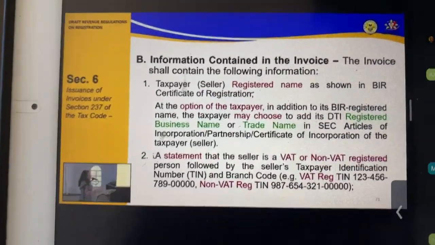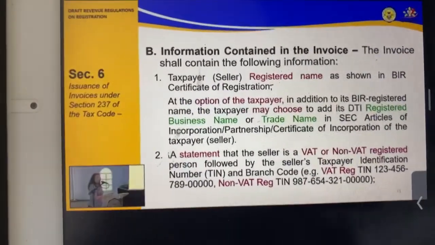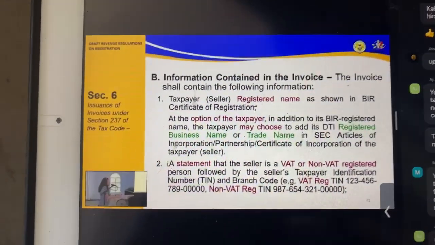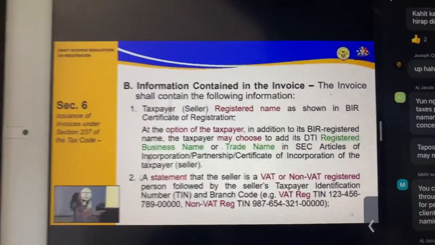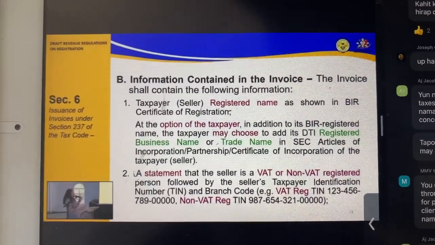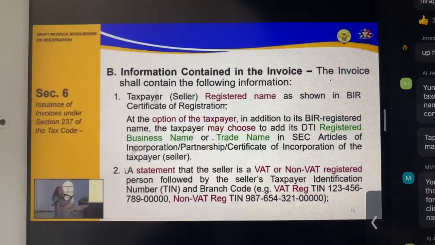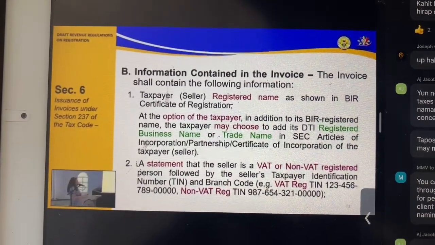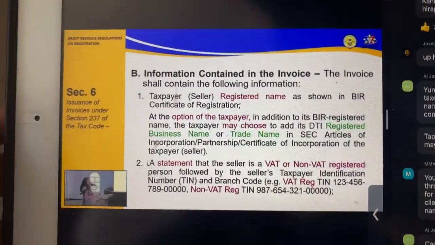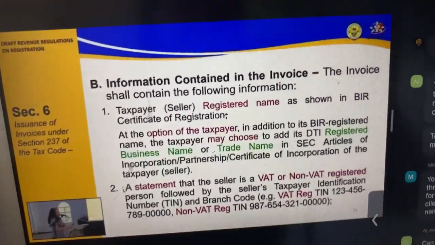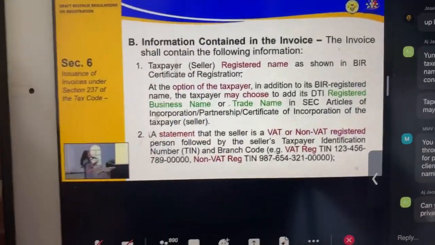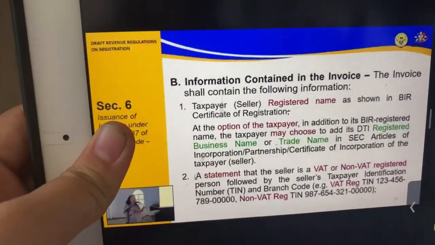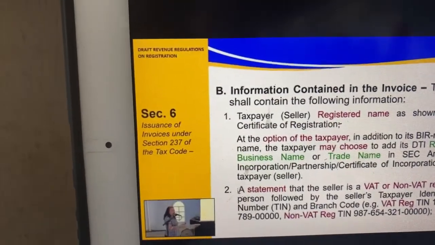Now, ito na po yung ulit, yung mga information that should be contained in the invoice. Kanina po pinag-usapan na to, just to reiterate, yun pong taxpayer registered name, as shown in the BIR Certificate of Registration. Na-explain ko na po ito sa inyo kanina. Now, at the option of the taxpayer, in addition to its BIR registered name, the taxpayer may choose to add its DTI registered business name or trade name. So, option nyo po kung idadagdag nyo po ang business name or trade name.